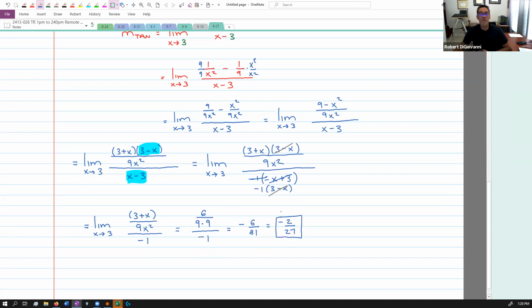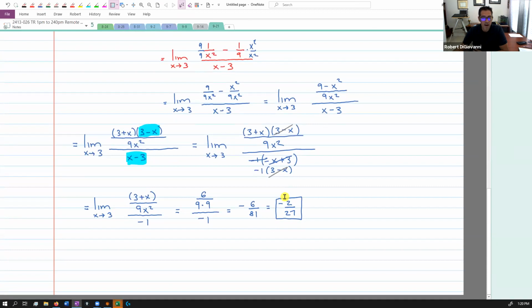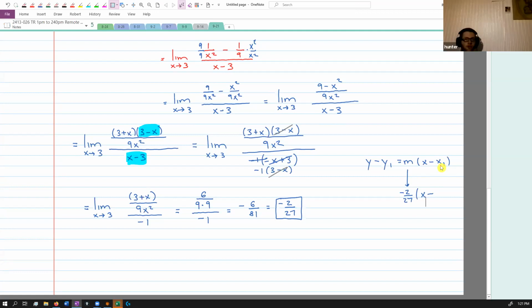This is the slope of the tangent line. This is not the equation. This is the slope. Any questions there? Now we need the equation. For the equation, we have to use this formula: y minus y1 equals m times x minus x1. I know the slope, the slope we just got, -2 over 27. x minus, now do we know x1? That should just be 3, right?